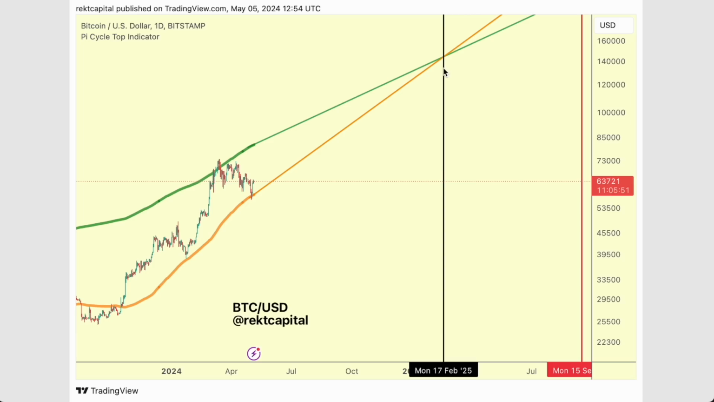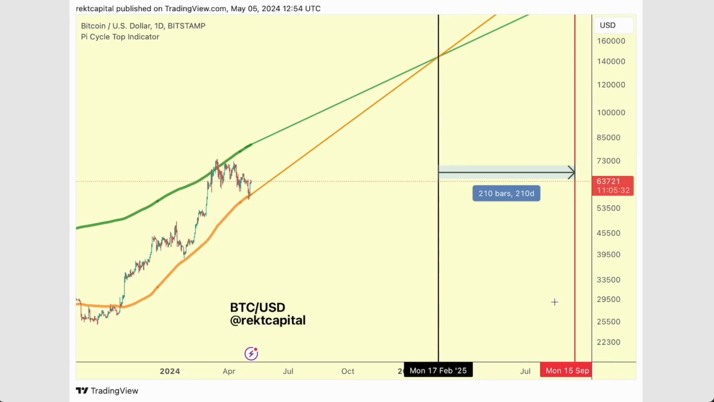If a February 2025 bull market peak is to occur because of this bearish crossover in the pi cycle top indicator, that is a little bit sooner than what the traditional halving cycle suggests, because the traditional halving cycle suggests that we will see a bull market top in mid-September 2025, and that's 210 days away approximately, and that is assuming that we have an accelerated cycle by 210 days.